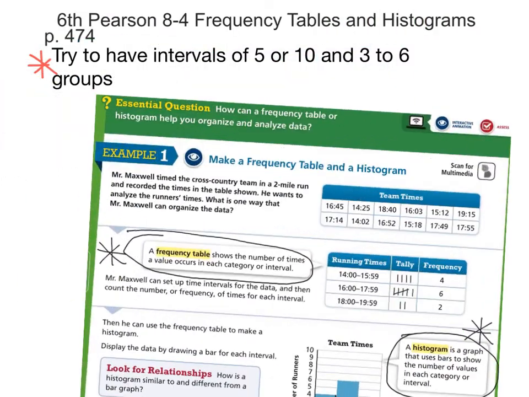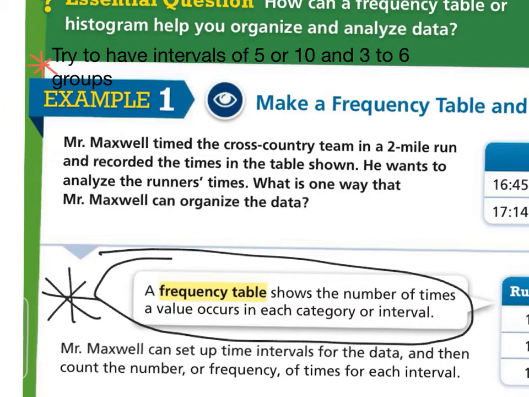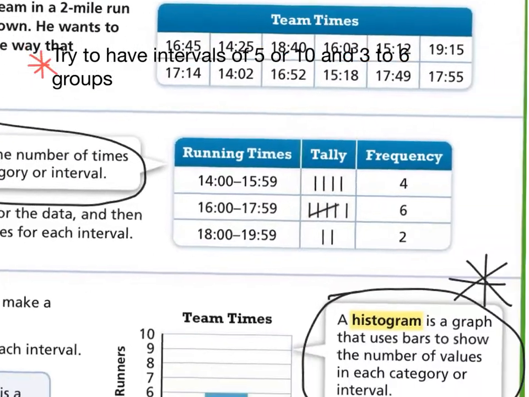Anyway, if we go back to looking at example 1 then, Mr. Maxwell timed the cross-country team in a 2-mile run and recorded the times in the table shown. He wants to analyze the runners' times. What is one way Mr. Maxwell can organize the data? Well, these would be 2 different ways. And you can see on this first one, the frequency table.